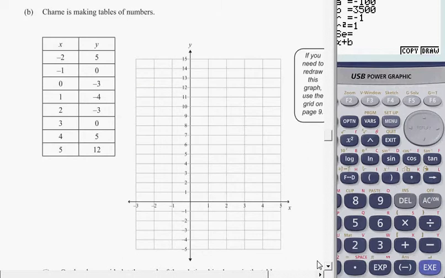Right, question B. Plot the graph of this relationship. So negative 2 comes up to 5, negative 1 is 0, 0 is negative 3, 1 is negative 4, nice smooth curve.